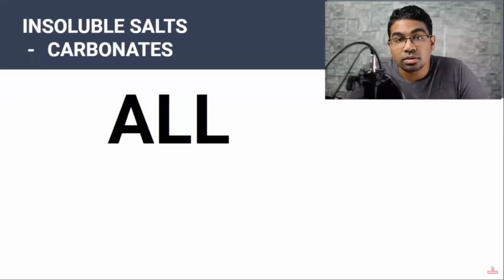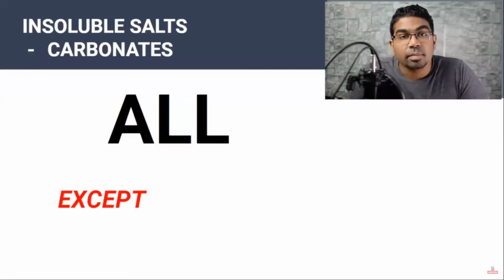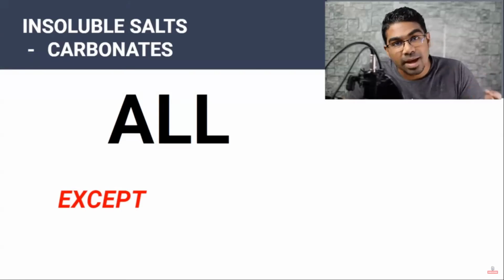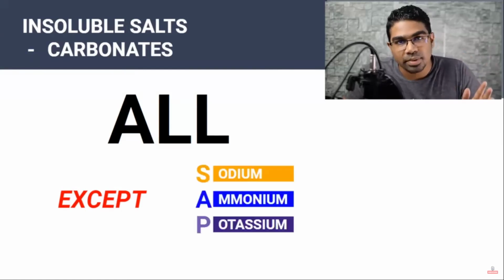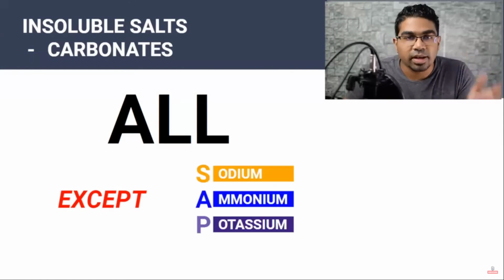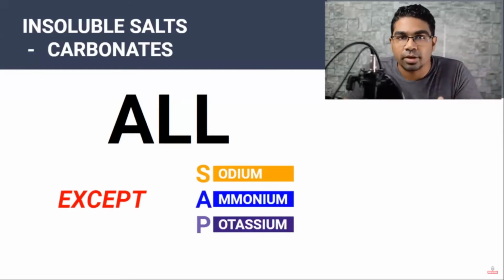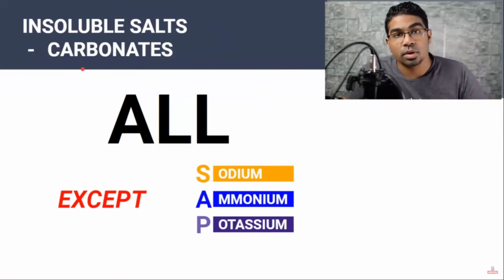For carbonate salts, all carbonates are insoluble except if they are paired with cations from SNAP. So if we remember soluble salts, all SNAP salts are soluble. From SNAP, the only cations are SAP. Nitrate is an anion. An anion doesn't form a salt with an anion. Carbonate is an anion. So carbonate will not form a salt with nitrate.